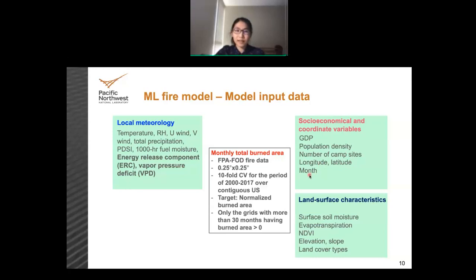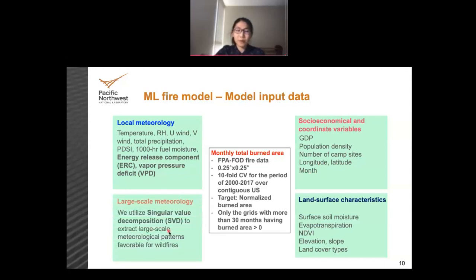And here I want to highlight the last one. We developed predictors that capture the impact of large-scale meteorology on wildfires. So we utilize the singular value decomposition method to extract the fire-associated large-scale circulation pattern as a predictor. I will talk about this in my next slide, about how we develop these predictors.